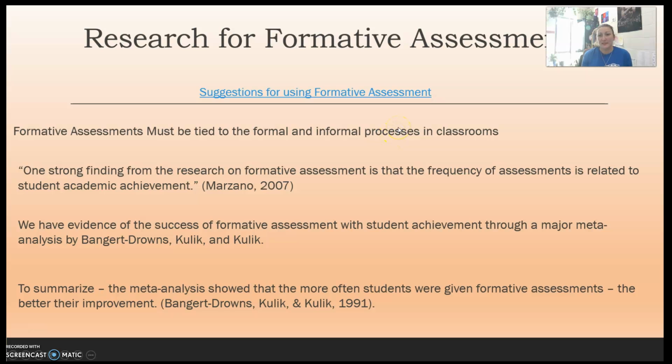Research using formative assessments. One of the strongest findings from the research on formative assessment is that the frequency of assessment is related to student academic achievement. If you check out my resources for the Marzano 2007 Classroom Instruction book, he shows how he broke down another study that Bangert-Drowns, Kulik, and Kulik did, where they analyzed the frequency of assessment against the results gained from the students. They found the more frequent the meaningful test, don't just give them a test to test them, but the more frequent the meaningful test, the better the students did overall. So we have evidence that assessing students works.